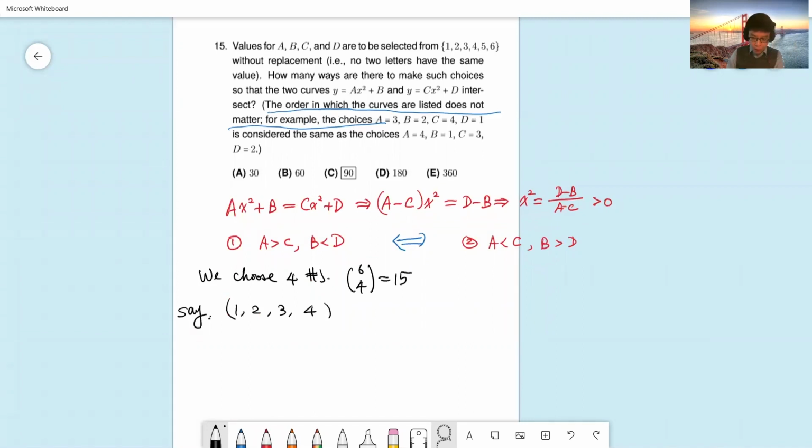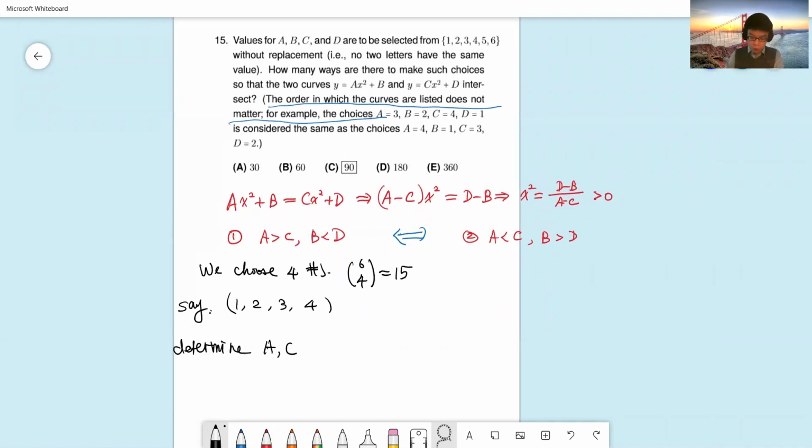Determine A and C. That means we just choose 2 numbers from those 4 numbers. 4 choose 2. The larger number goes to A, the smaller number goes to C. So there are 6 ways to choose it. And for the remaining 2 numbers, the larger number goes to D, the smaller number goes to B. So our answer should be 15 times 6, which is 90. Okay, the answer is C here.